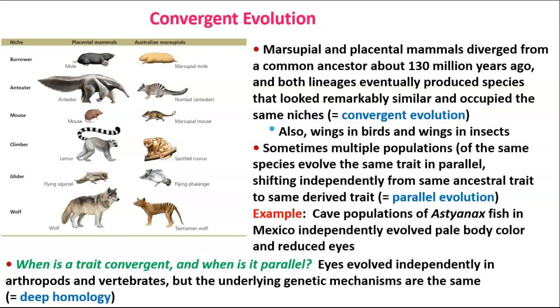Now, let's look at this in a much finer scale. I know we haven't done this yet in this class, and I know at least in Bio 182, most of us don't talk about parallel evolution. So sometimes in multiple populations of even the same species, multiple populations independently evolve the same trait in parallel, shifting independently. They're independently doing this from one another, from the same ancestral trait to the same derived trait.